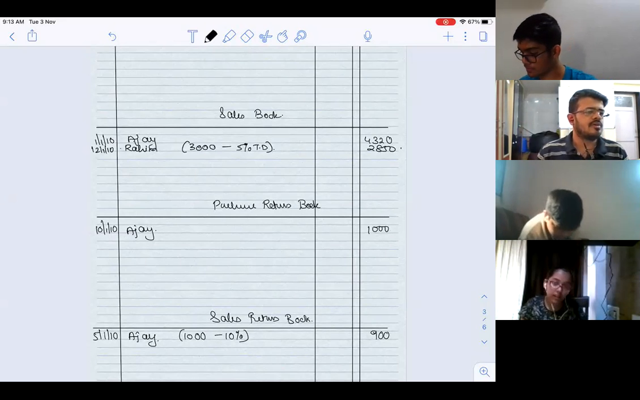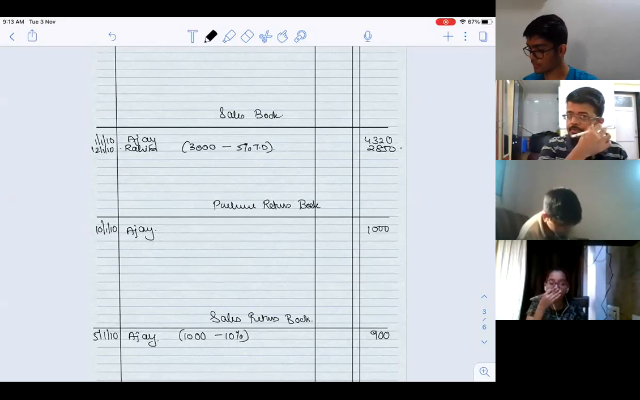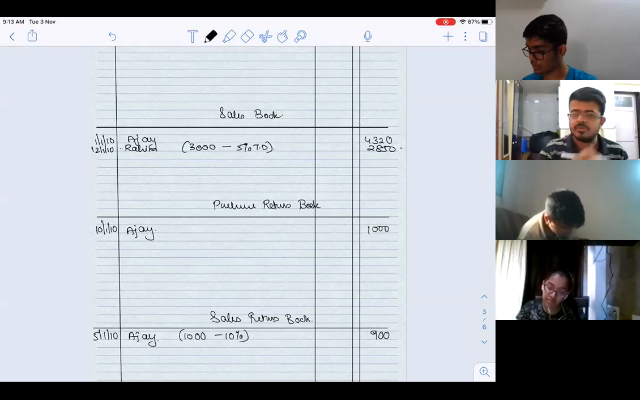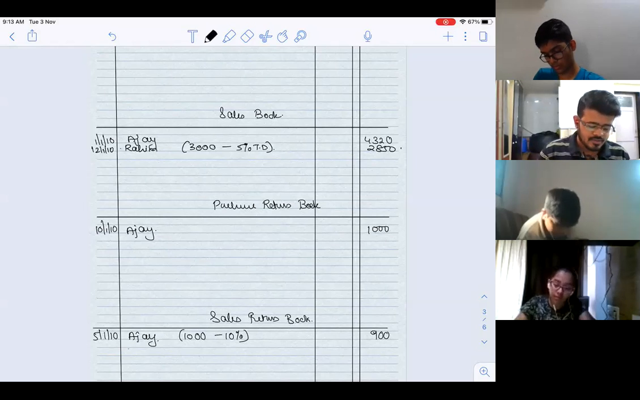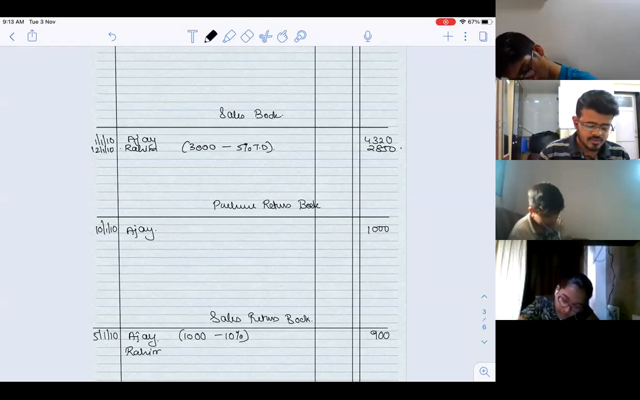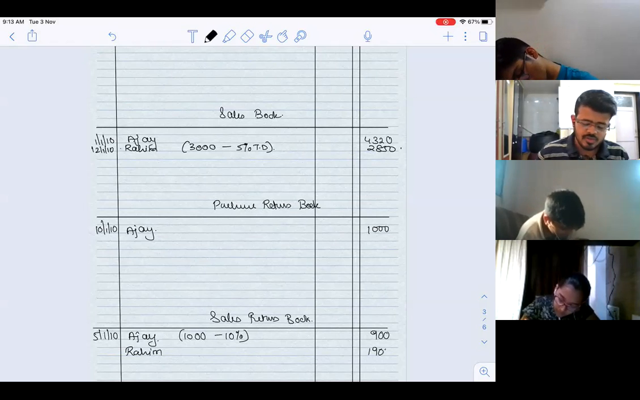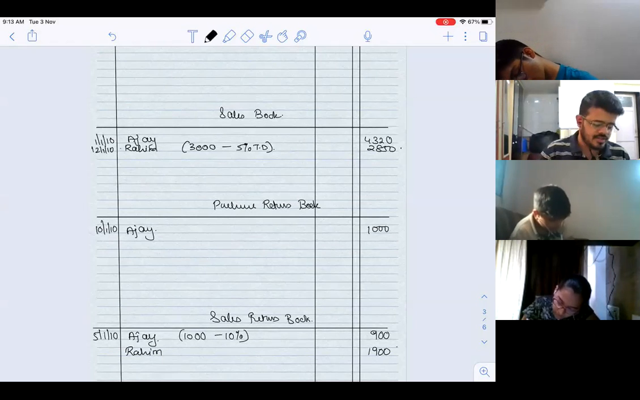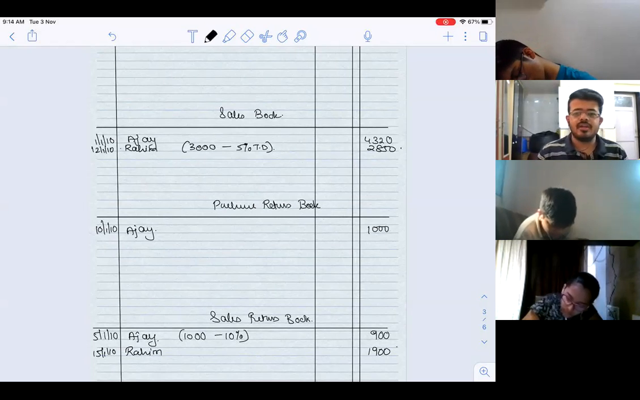रहीम return goods of 1900 which are returned to Ram. पहले तो रहीम ने रिटर्न किया तो which book? Sales returns. Sales returns book. You will write 1900, date is 15. And the same were returned to Ram.